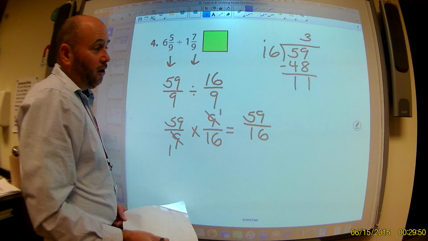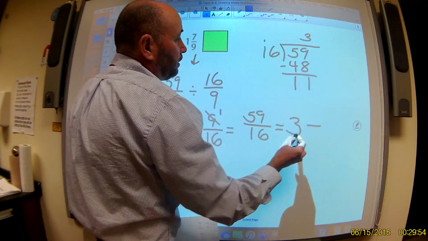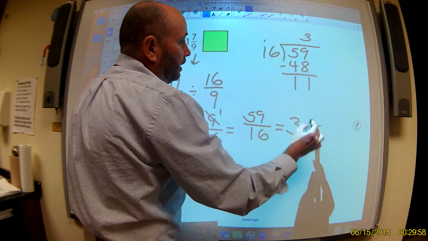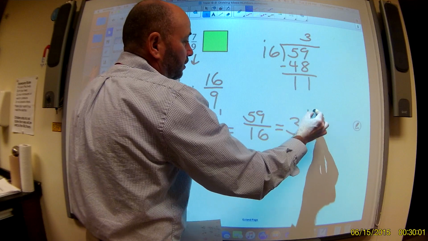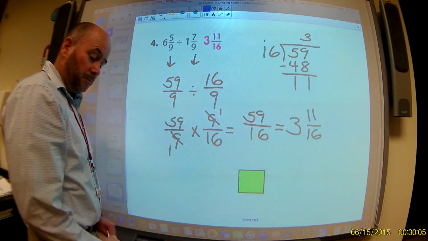And we can rewrite our answer with our whole number 3. 16 is our denominator. And the remainder is our numerator. And our answer is correct.